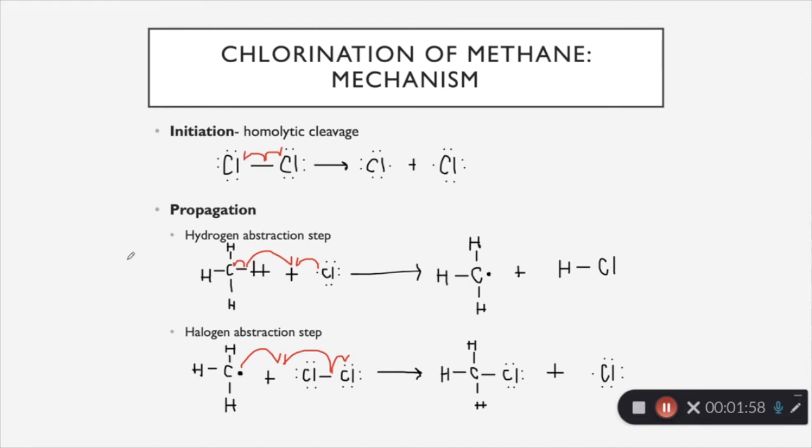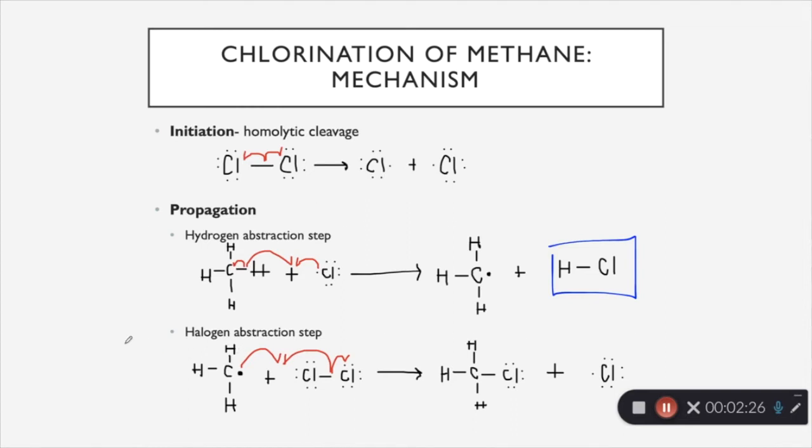So the first step in propagation is going to be a hydrogen abstraction. So we have our methane here, and then we have our chlorine radical that we just produced. And the chlorine radical is going to abstract this hydrogen here, leaving behind a methyl radical. So now we have a methyl radical, and then we have hydrochloric acid, which is one of our products.